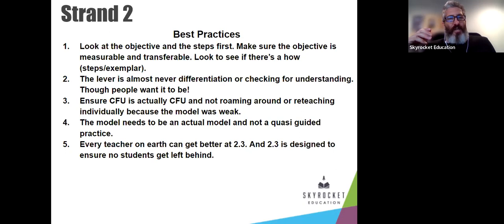Make sure that the model wasn't weak and now they're trying to compensate for this. I saw this the other day. There was really no model. It was non-existent. So the teacher spent most of the lesson individually working with kids. Individually working with kids is great, but not as a remedy for not having modeled on the front end. The model needs to be an actual model, not a quasi-guided practice where the teacher's asking kids questions and kids are doing part of it and students come up to the board. It's got to be an actual explicit model where the teacher says, watch what this looks like.